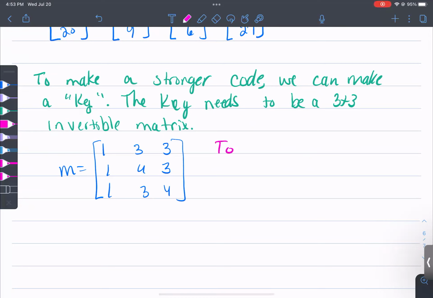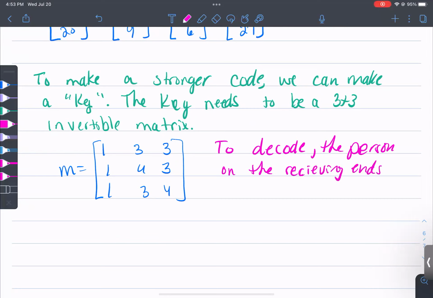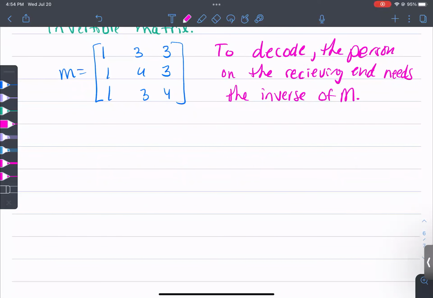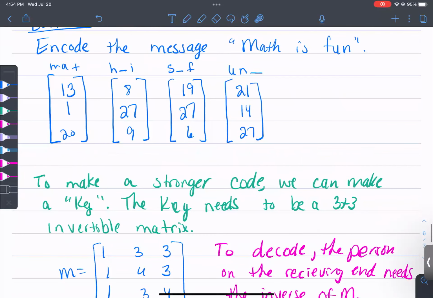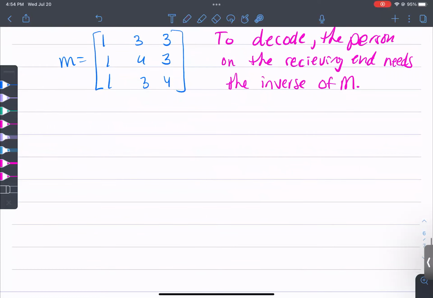And just as a note, to decode, the person on the receiving end needs to be given the inverse of M. They're going to have to use the inverse of our key in order to crack the code. So now we're going to encode these matrices that we came up with up here, which clearly just map the letters to their numerical order in the alphabet.